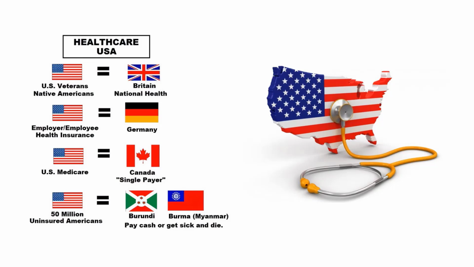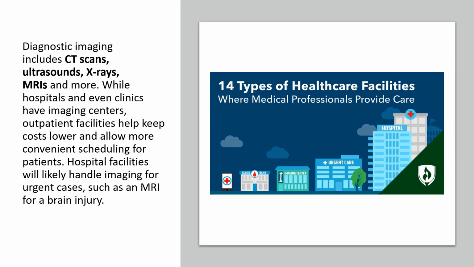Unfortunately, about 50 million Americans are uninsured. Not only is our system fractured between federal and state providing health care, but also facilities within a state itself. If you look about, you will find that there are about 14 types of healthcare facilities where medical professionals provide health care.